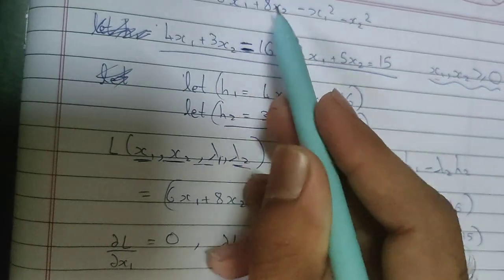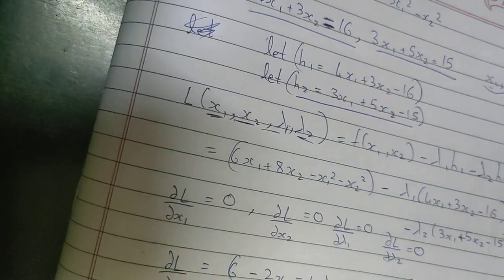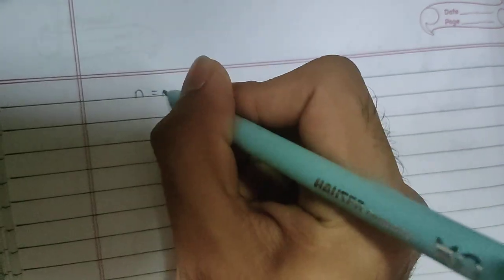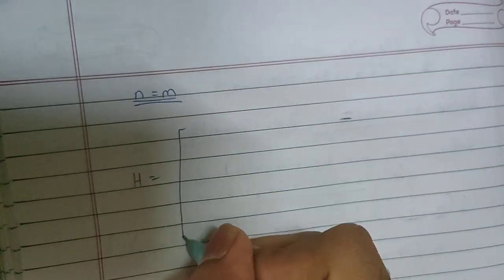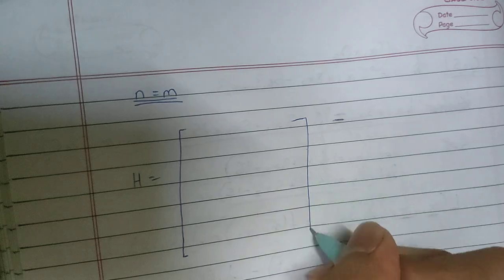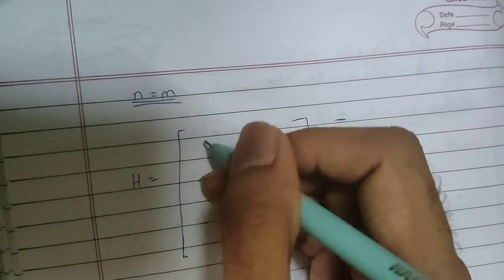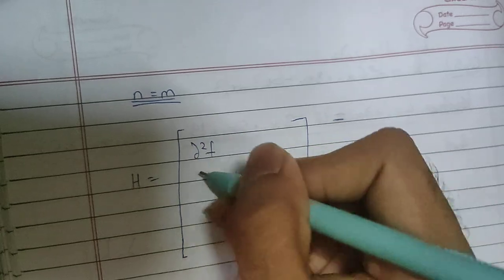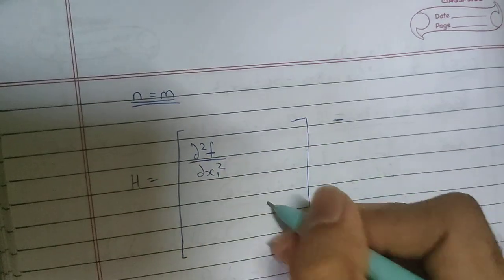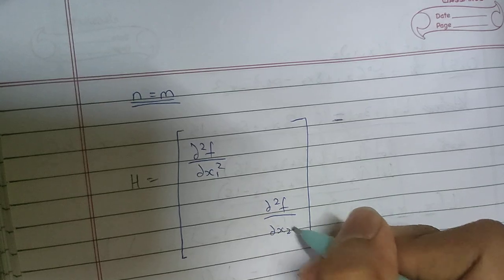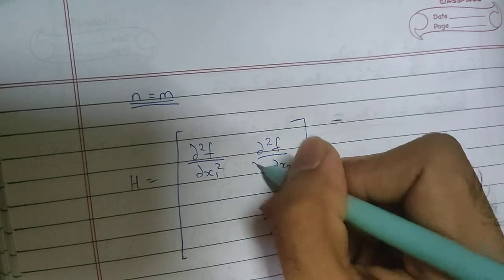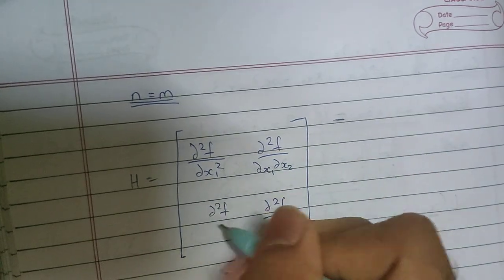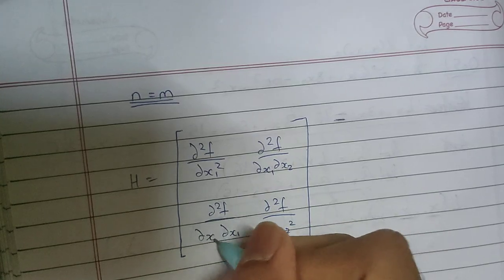We have two variables, x1, x2, and two constraints. If you remember, the last time we had two variables and two constraints. Number of variables is equal to number of constraints. We directly calculated our Hessian matrix. So now our Hessian matrix here is basically del square f by del x1 square, del square f by del x2 square, and then we have del square f derivative with respect to x2 first, then x1, then del square f derivative with respect to x1 first, then x2.